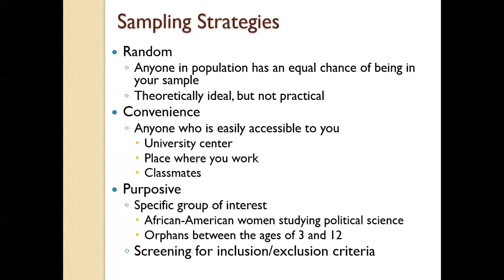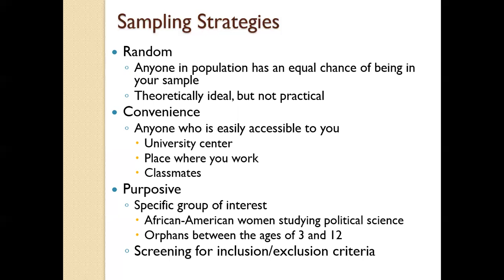Likewise, if I'm interested in orphans between the ages of 3 and 12, then I might go to orphanages to specifically seek my participants. In random sampling, ideally, we want to identify all sources of the sampling population, determine the sampling frame which encompasses that population, and then randomly sample from all of those sources. This can be very difficult.